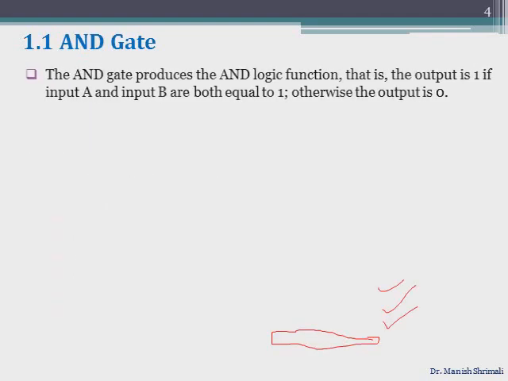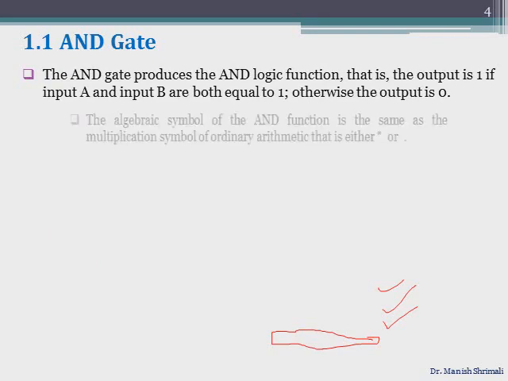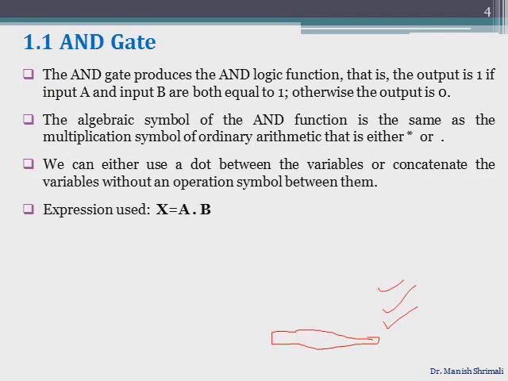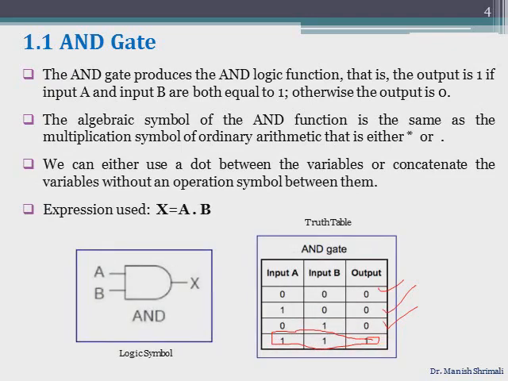Now let us start with the AND gate first. The AND gate produces the AND logic function, that is, the output is 1 if input A and input B are both equal to 1. Otherwise the output is 0. The algebraic symbol of the AND function is the same as the multiplication symbol of ordinary arithmetic, that is either star or dot. We can also use a dot between the variables, or we can concatenate the variables without an operation symbol between them.